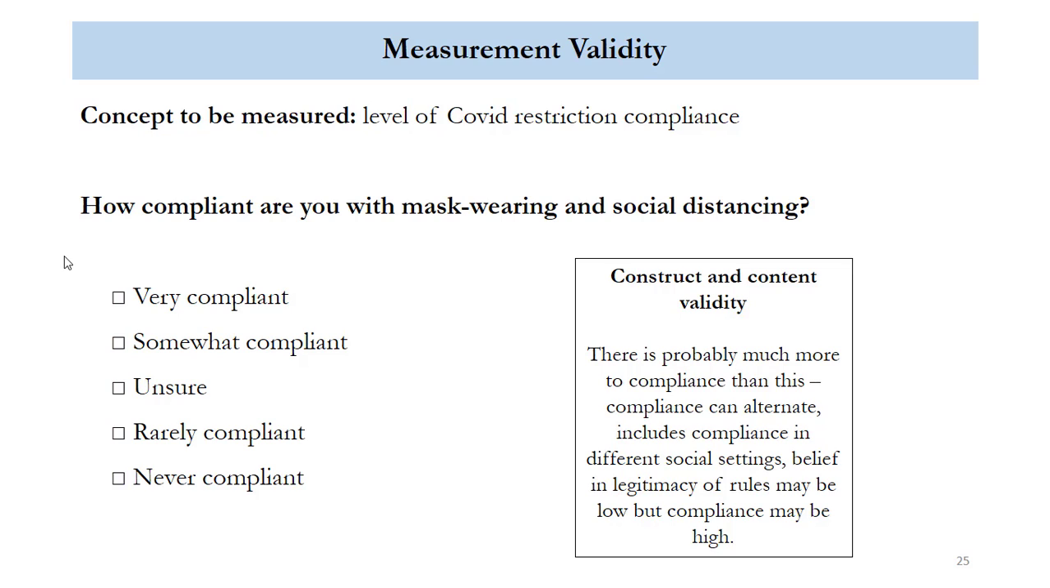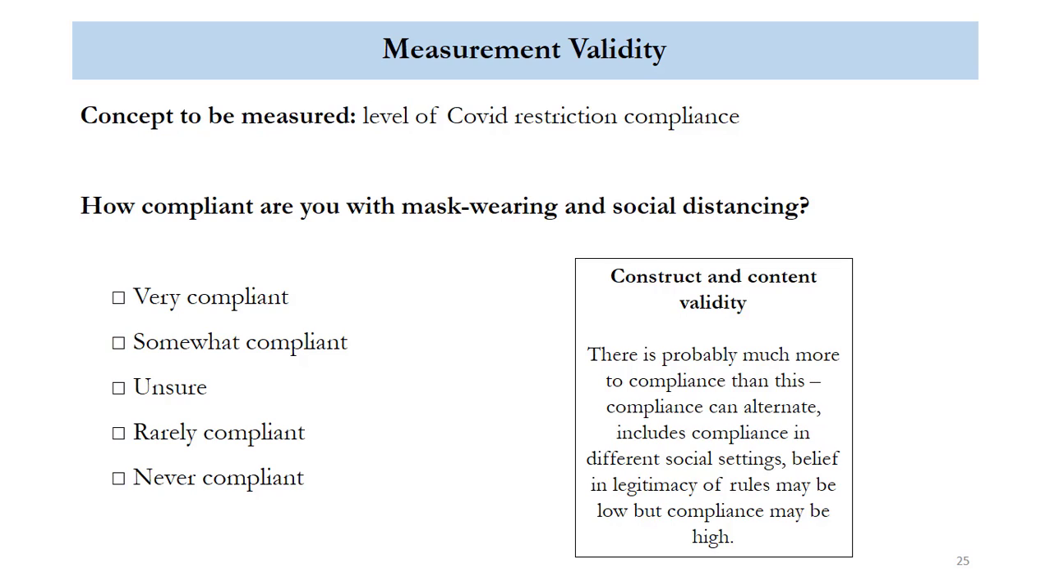And do these measures, do these indicators here, mask wearing, distancing, and the response categories, do they reflect that? So we said there's probably a lot more to compliance than this. Compliance can alternate, so people can be compliant in one setting, not compliant in another. Their belief in the legitimacy of the rules might vary, but they might be compliant anyway, regardless of that, for different reasons. Again, this question doesn't really tell us. It doesn't get at the why of the compliance. We would use different questions for that, obviously.